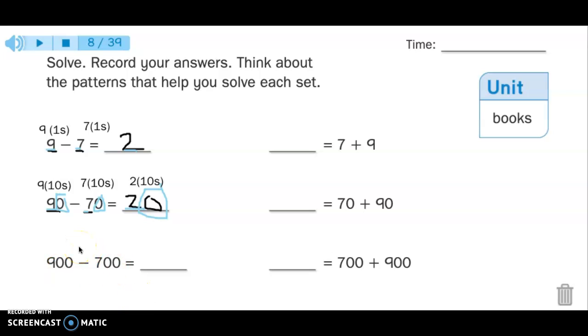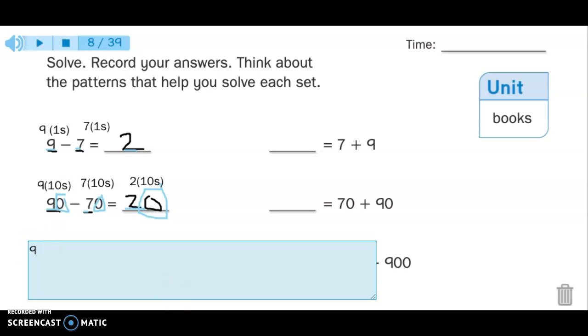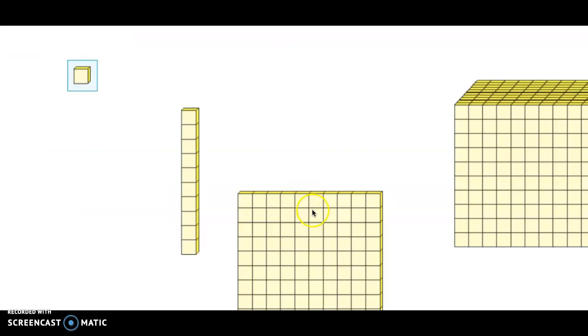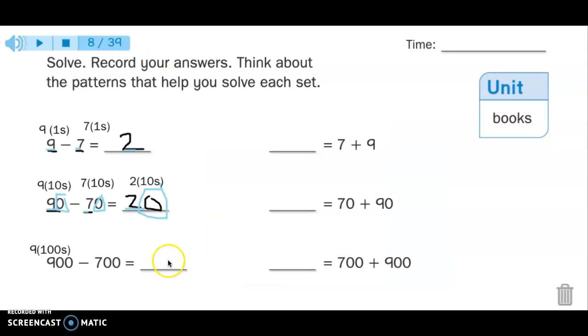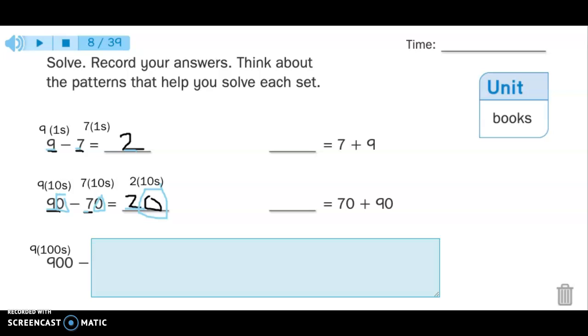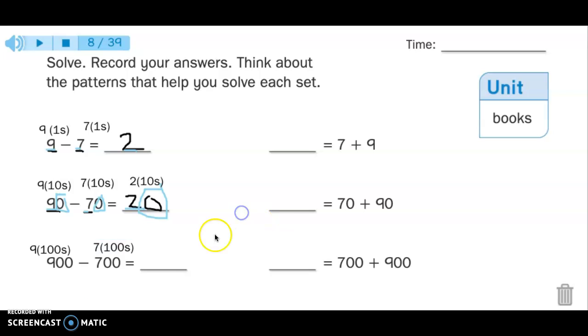Oh my goodness, you might think that 900 minus 700 are really big numbers, but think about them as 9 100s, right? My flats, think about them as 100s, but we have 9 of them. And what would we think about 7 as? Well, we have 7 hundreds, right? If I count to 100 7 times, 100, 200, 300, 400, 500, 600, 700. I counted 7 times, I got to 700.